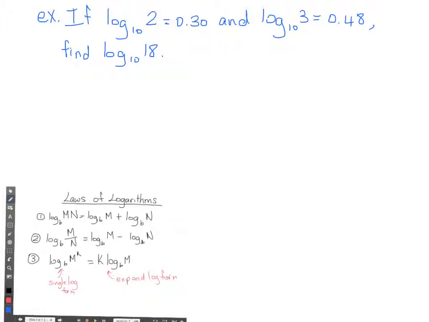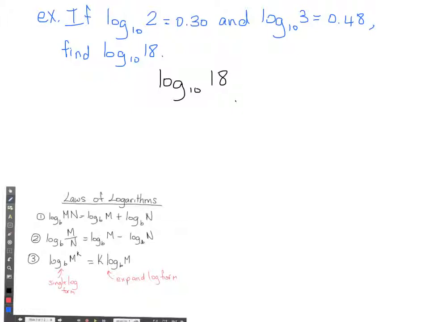Okay, so in this example, we can use logs that we do know to find a log that we don't know. And we use our laws in order to figure that out. So let's see how this would work. The question is asking us to find log to the base 10 of 18. And we know what log to the base 10 of 2 is, and we know what log to the base 10 of 3 is. So basically, if we can figure out how to make up 18 from 2 and 3, then we can figure out what log to the base 10 of 18 is. So this is if you don't have the calculator, for example.